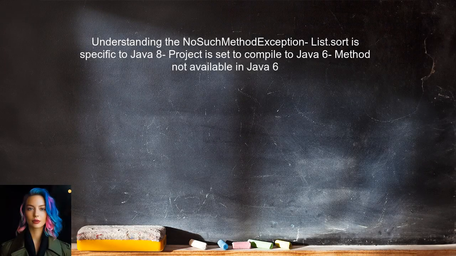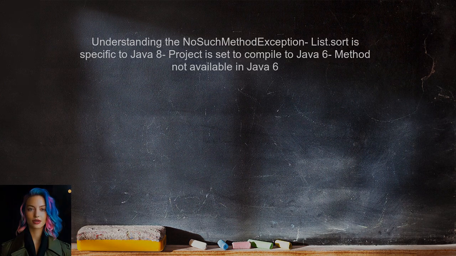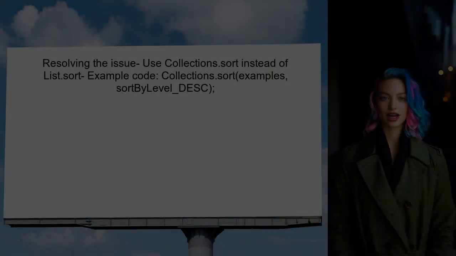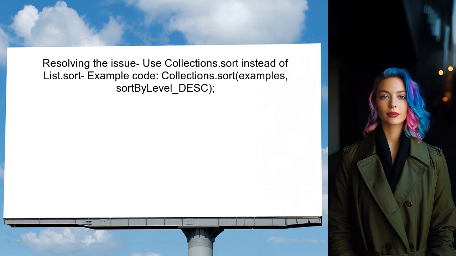To address the no such method exception, the user should first understand that the List.sort method is specific to Java 8. Since the user's project is set to compile to Java 6, this method is not available in that version. Next, the user can resolve the issue by using the Collections.sort method instead. This method is compatible with Java 6 and will work without throwing an exception.